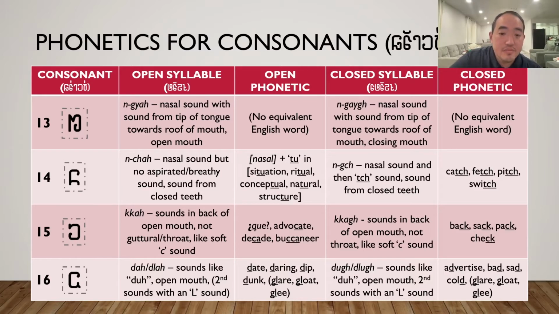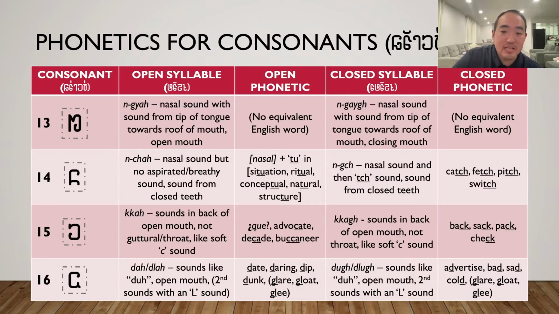So for this sound, it sounds just like the word duh, right, with an open mouth. But if you want to pronounce it with the L sound, it'd be gla, gla, right? You'll hear this in the word date, the letter D in date, or daring, dip, or dunk. Now, if you want to pronounce the gla, you'll hear this in words like glare, gloat, or glee, the GL in those words. Now, for the closed syllable, it'll be dug, da, dug, or gla, glug, right?